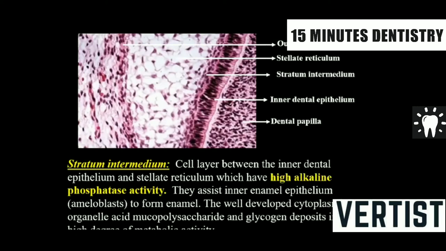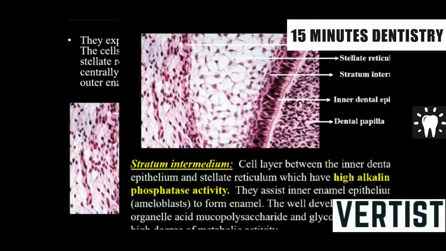Remember, wherever alkaline phosphatase activity is there, formation occurs, like for bone formation, dentin formation, enamel formation, any hard tissue formation, you need alkaline phosphatase activity. While for resorption activity, you need acid phosphatase activity. And they assist the inner enamel epithelium, that is the ameloblast, to form enamel.